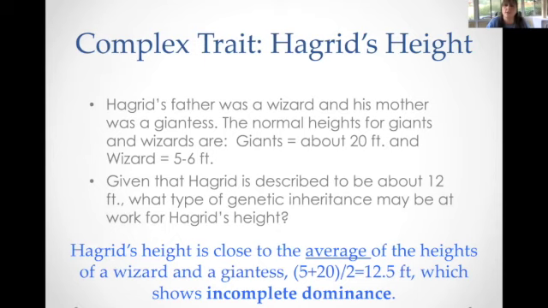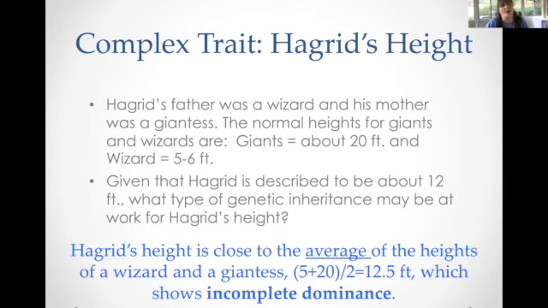So what you do is look at this. You take the average of the two. If you said the wizard is 5 foot and the giant is 20 feet, that is 25 feet. You divide it by 2, because the average is you add the two numbers together and then you divide by how many you had. So here it's 25 divided by 2, which gives you 12.5 feet. That perfectly shows Hagrid's height. Yes, they said 12 feet.